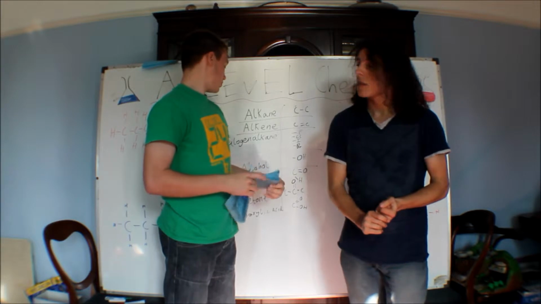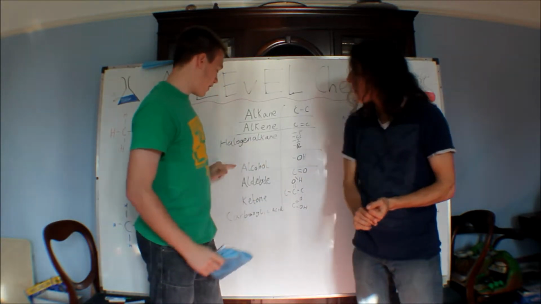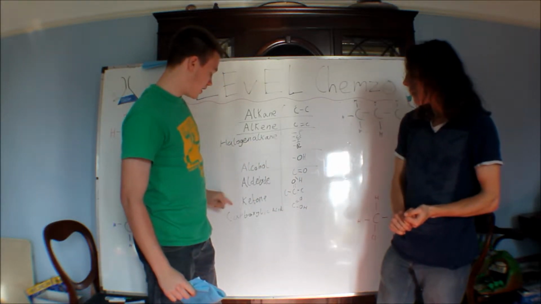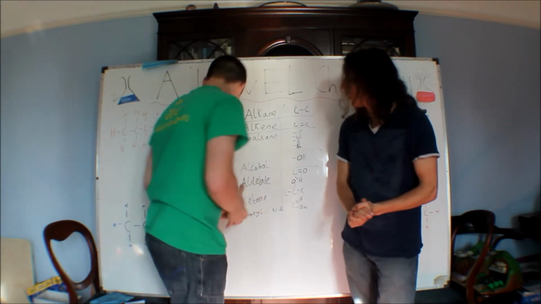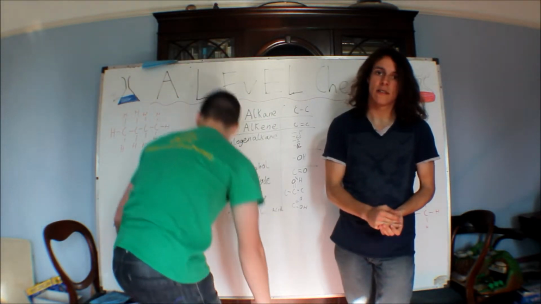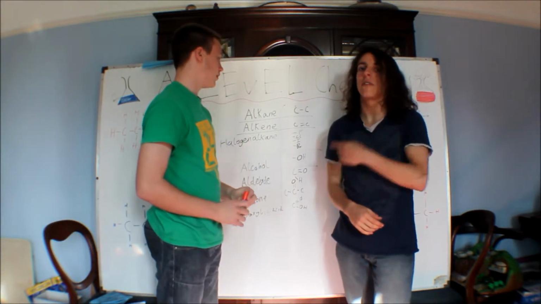And then it goes on to other things. We have halogenoalkanes, alcohols, aldehydes, ketones, and carboxylic acids. These all have different prefixes and suffixes. Prefix is something at the beginning of the name, suffix at the end of the name.